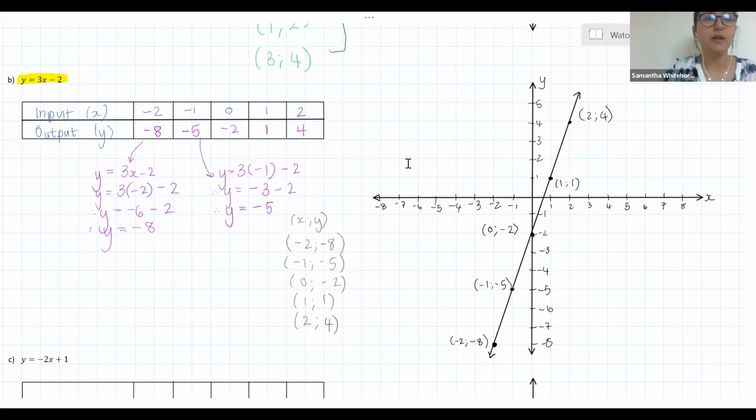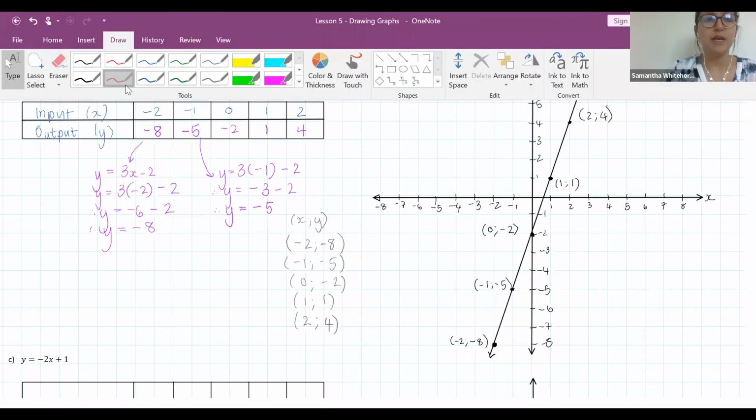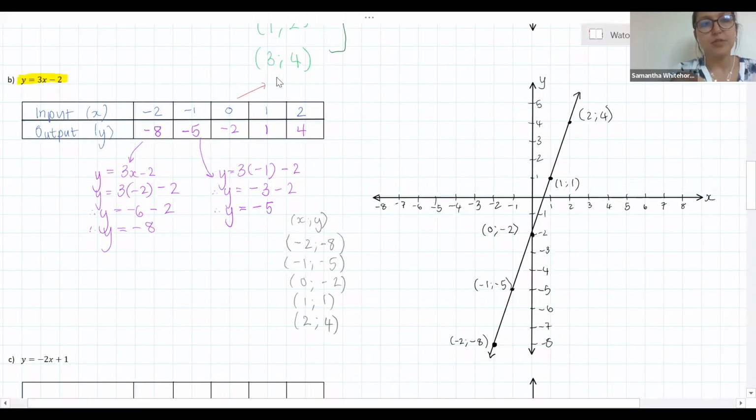Okay, just quickly, sorry, I didn't see it on the chat, but I will explain now. To explain how 0 is -2, if we just go to that point in the table, if I substitute in y is equal to 3 times 0 minus 2, 3 times 0 is 0, so 0 minus 2 is -2. So through the multiplication, I actually get 0 as my product, and then it's 0 minus 2.